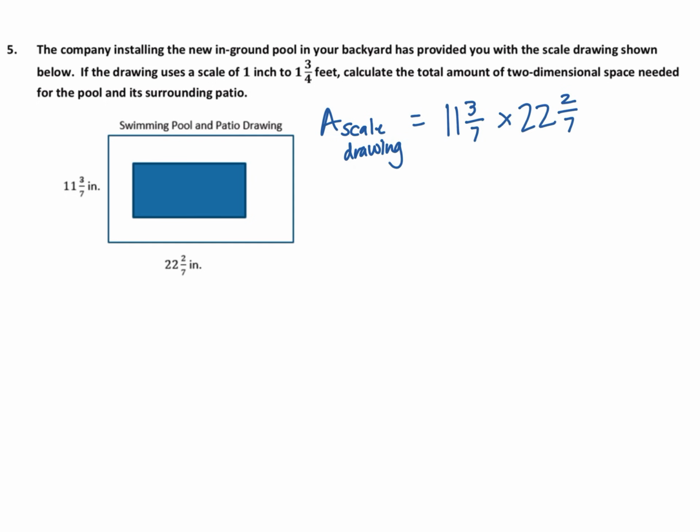11 times 7 is 77, plus 3 more makes 80. 22 times 7 is 154. And then if we add the 2 that's on the top, we will get 156.